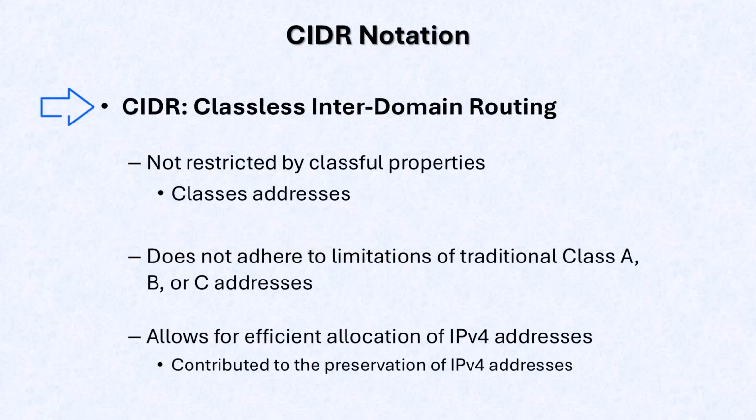CIDR is classless inter-domain routing. It is not restricted by the rules governing classful addressing schemes. When CIDR notation is used, the address is formally considered classless. It does not adhere to the limitations of traditional Class A, B, or C addresses. It allows for efficient allocation of IPv4 addresses, so it contributed to their preservation. It slowed down their depletion.